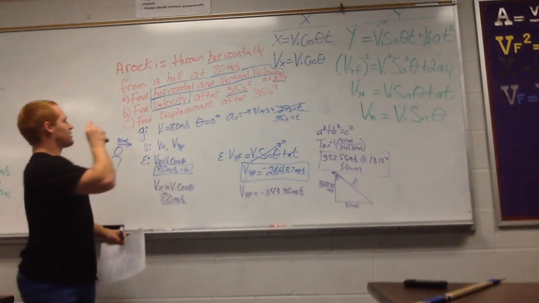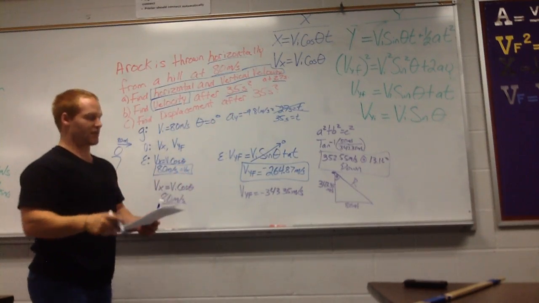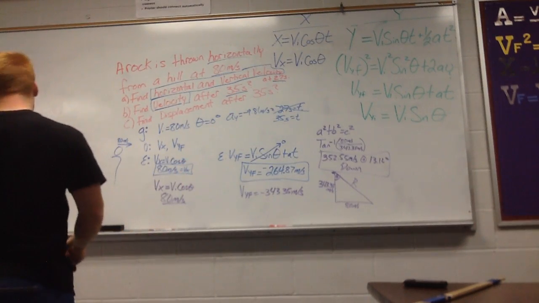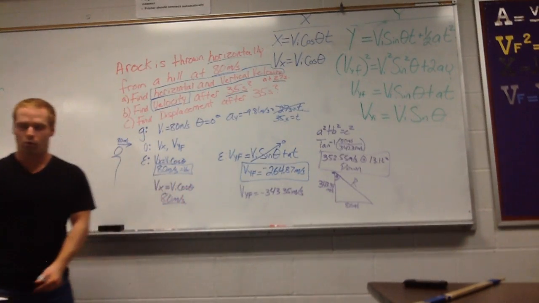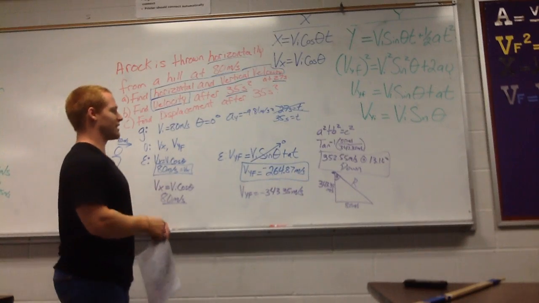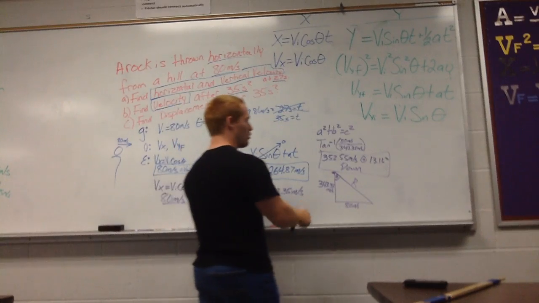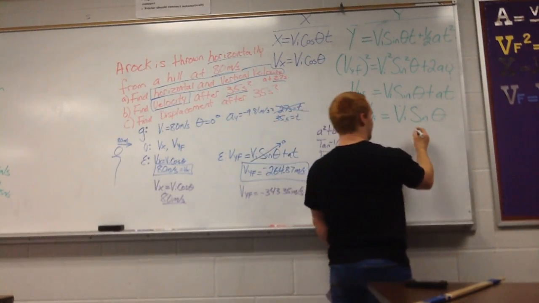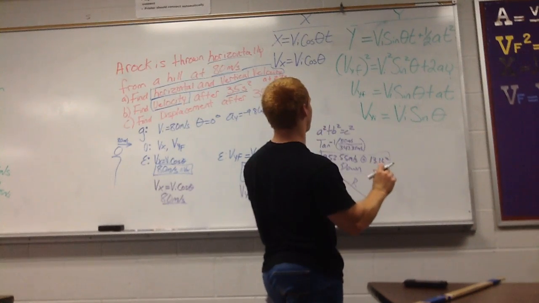For part C, it says find displacement after 35 seconds. So what we're going to do is find displacement. When it says displacement, it's not talking about horizontal displacement or vertical. It's actually talking about that resultant again. So guess what? We're going to find the x and y of the triangle. So we're actually going to find x and y, and then we're going to make a triangle.